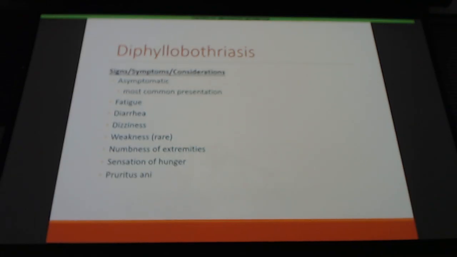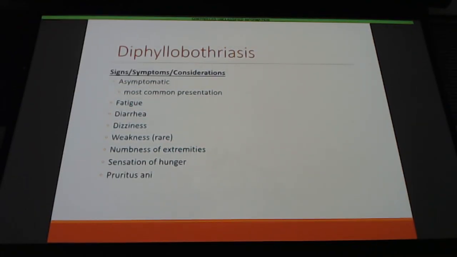Okay? So initially you're going to be asymptomatic, right? Until you start getting that worm burden, right? When it gets too big or you get too many. Okay? What I'd like you to remember, here's a whole bunch of signs and symptoms. Flushing, fatigue, diarrhea, dizziness, weakness, numbness of extremities, sensation of hunger, pruritus. Do you know what vitamin causes numbness of extremities? Which one? Vitamin B12. Okay.